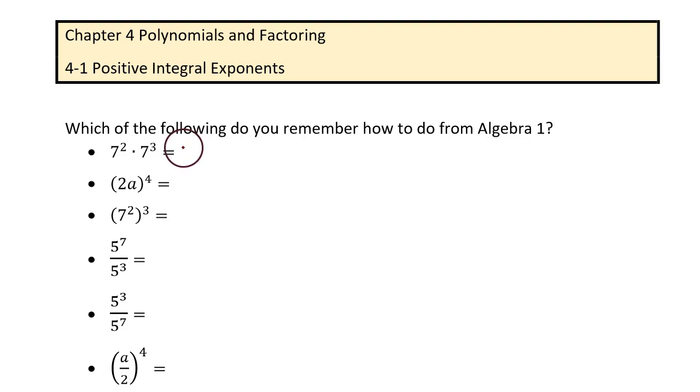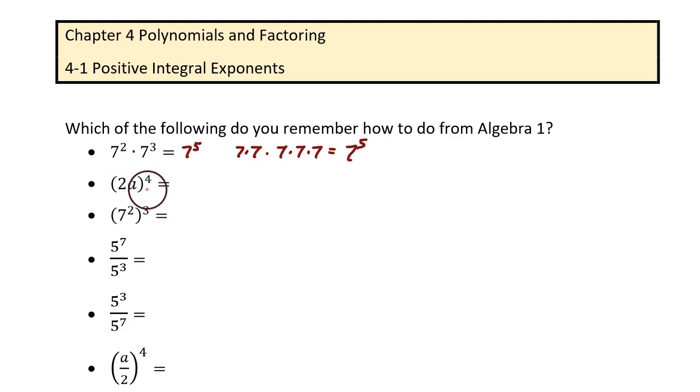And the answer is 7 to the fifth power. And here's the reason. Because 7 squared means 7 times 7, and 7 to the third means 7 times 7 times 7. There are 5 7s being multiplied together, so 7 to the fifth power.